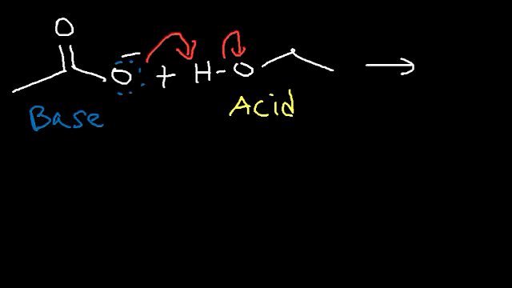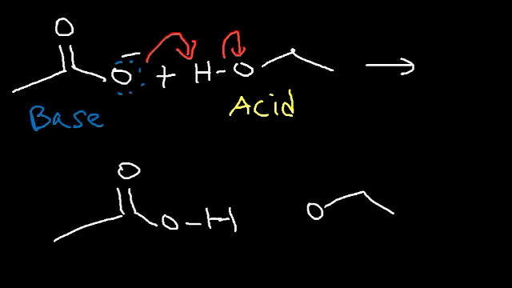So we're going to get acetic acid and the ethoxide ion. So here's the question for you. Does it work in the way that it's written? Does the reaction favor the products or does it favor the reactants? In which direction will the reaction shift? Let's say this is reversible.